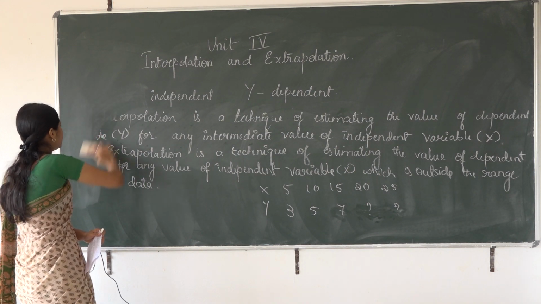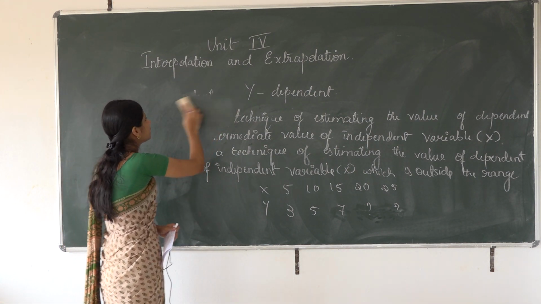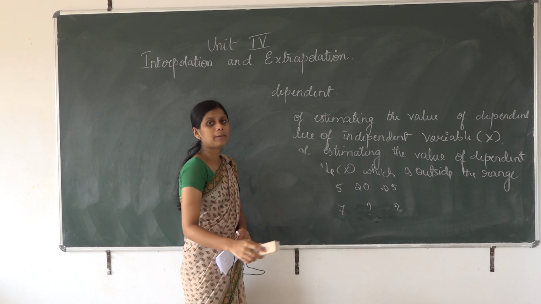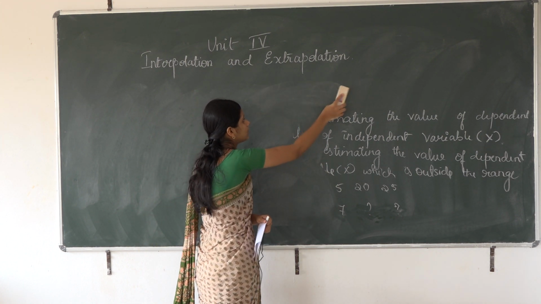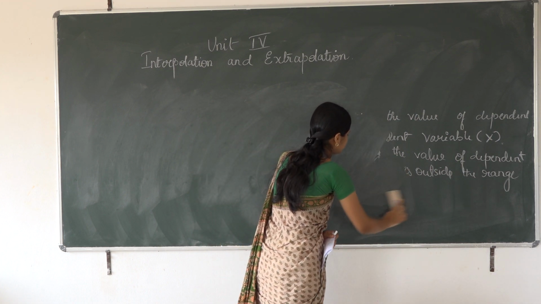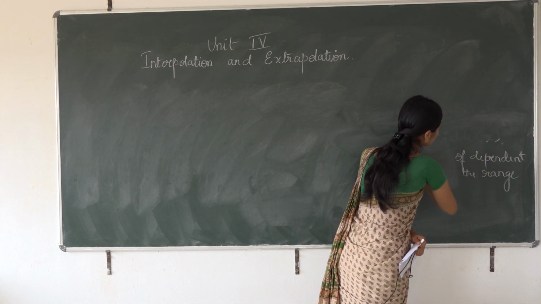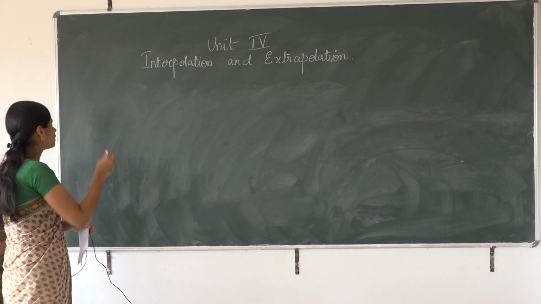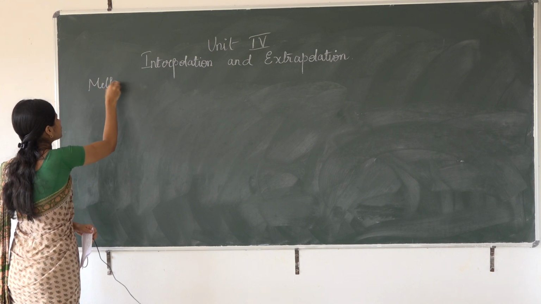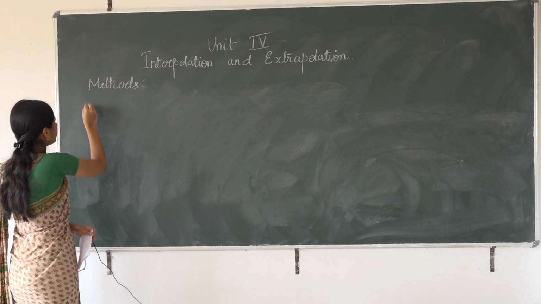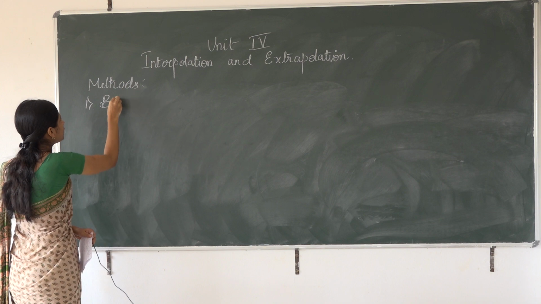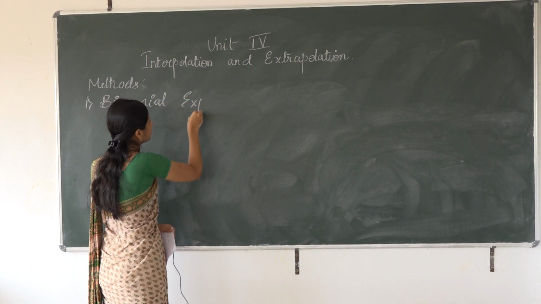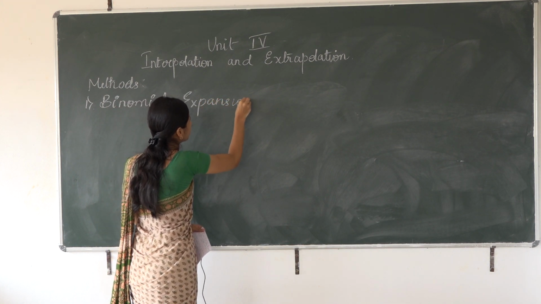So these are the three assumptions of interpolation and extrapolation. Now we will see the methods of interpolation and extrapolation. What are the methods with the help of which we can solve the problems under interpolation and extrapolation? There are mainly two methods. In that, the first one is the binomial expansion method.